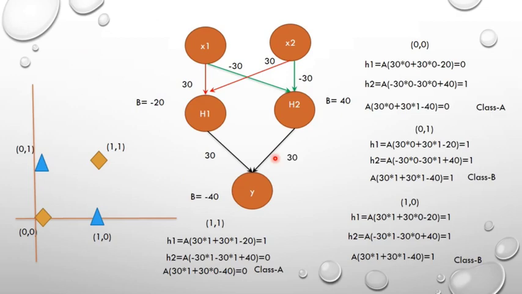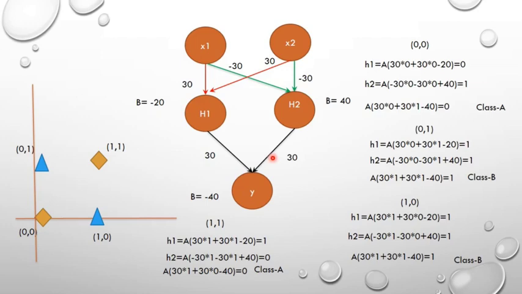Now we have been given 2 types of input, triangle and diamond. So we have used here 2 input neurons x1 and x2 with weights of 30 and minus 30 respectively for hidden neurons h1 and h2, containing biases of minus 20 and 40. Again, the weights from h1 and h2 are 30, and the bias for the output neuron is minus 40. Now we have constructed the network. So let us see how it actually performs the given task.